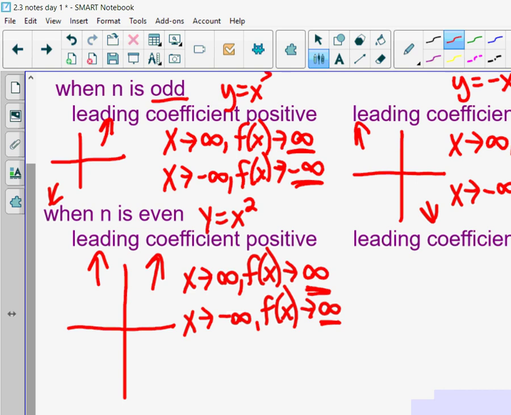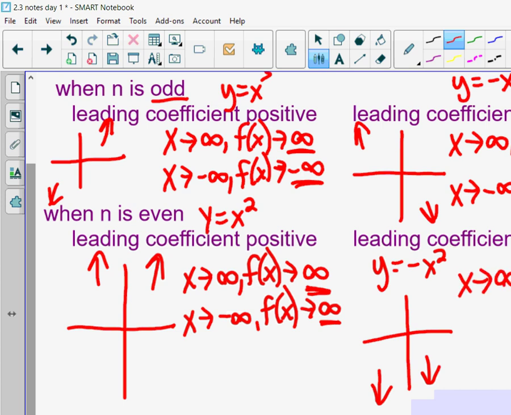Okay? And for a negative leading coefficient on an even function, again, think about y equals negative x squared. What do we know? We know both arrows point down. So now these are just going to change to negative infinity. So as x goes to infinity, f of x goes to negative infinity. And if x goes to negative infinity, f of x goes to negative infinity. So if I ask you for the end behavior, I want you to write it out mathematically. But graphing it, it's important to know this because it helps us know what the graph looks like.